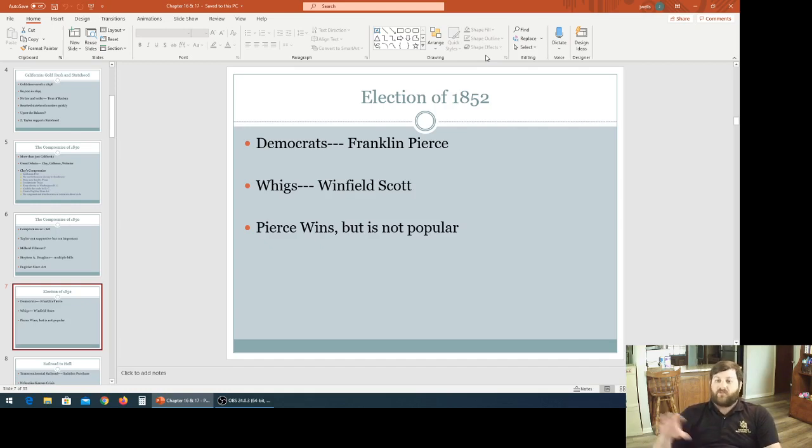So, Winfield Scott is from Virginia, so he's a Southerner, but he's anti-slavery. He's also against immigrants. Well, how are you going to win the South if you're against slavery, and how are you going to win the North if you have a lot of nativist ideas, like you don't like immigrants, right? How are you going to win? So those things really hurt Winfield Scott, and ultimately the Democrats and Franklin Pierce are going to win.